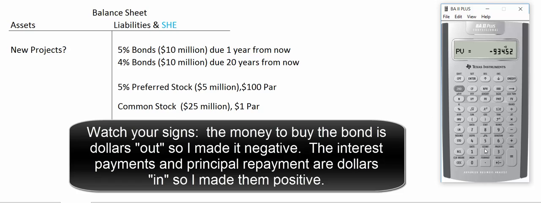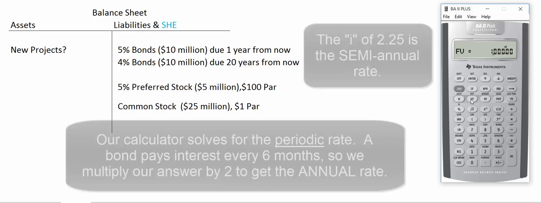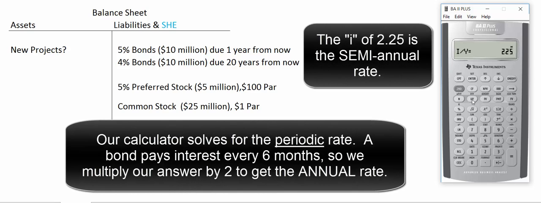The payment is 20. Why 20? It's a 4% bond, so that's 40 bucks a year. Divide that in half because we pay interest twice a year, and you get 20. And you get the $1,000 face value at the end. Then we hit compute I, and we discovered that the semi-annual rate of interest is 2.25. We multiply that number by 2, and we discovered that the annual rate of interest that people would require to buy our bonds today would be 4.5%.